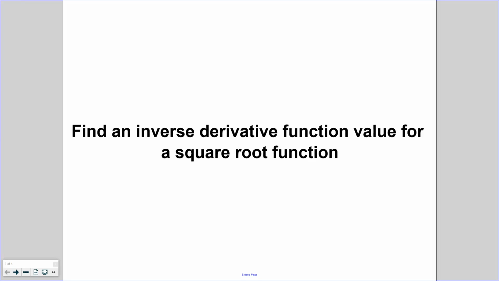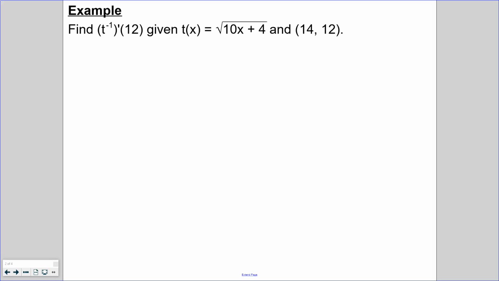Find an inverse derivative function value for a square root function. So let's take a look at our first example. Here we're being asked to find the derivative of t inverse of 12, given function t of x is equal to the square root of 10x plus 4, and we're given the point (14, 12).